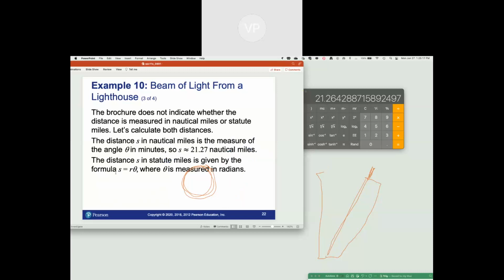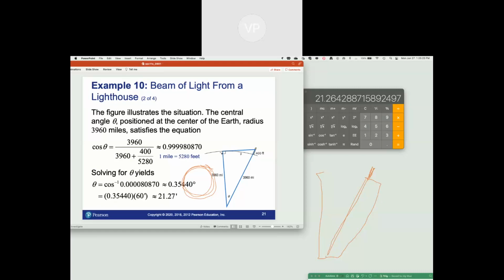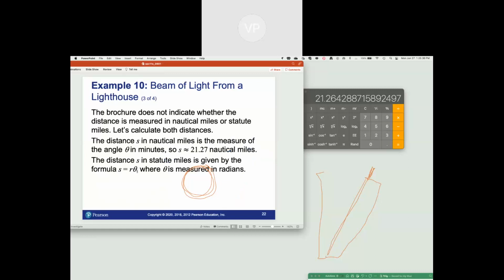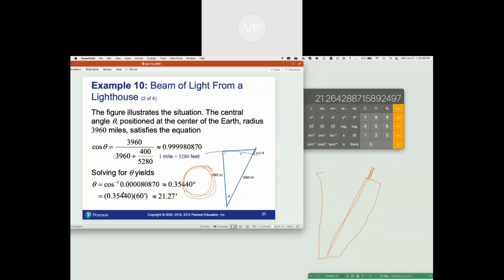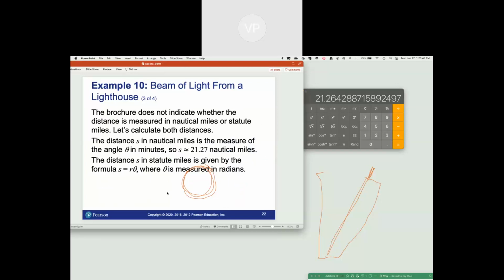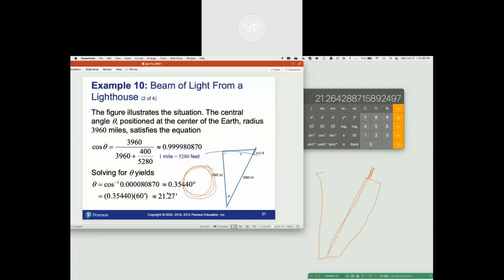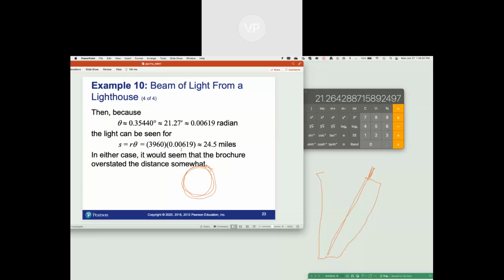So now we go back to an old formula, which remember was the length. Where's that picture? This S right here, remember? That's that arc length. We had this formula a couple sections back, it's R times theta. So we know the theta is this 0.3544 degrees. So we need to convert that into radians. All right, so how do we do that? Well, we know the radius is 3960. We need to take this 0.3544 and we multiply. I don't know how they got that, but I'll show you in a second here.